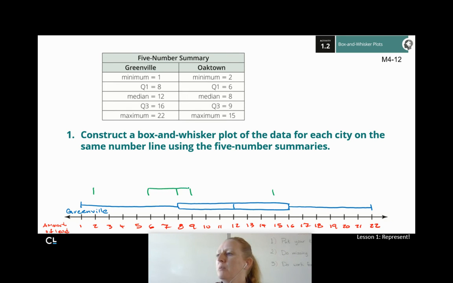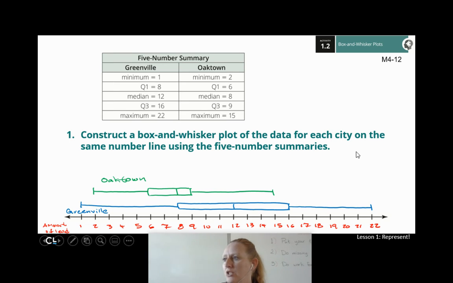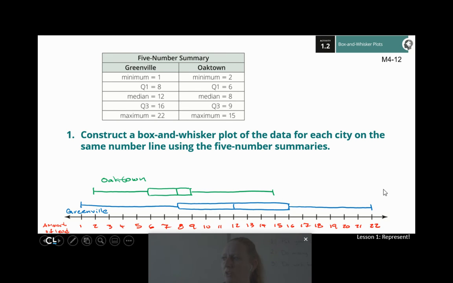The middle 3 become my box, quartile to quartile. My whiskers go out on the ends, boom, boom. Wow, that was a long whisker. And I do need to label it. That is, of course, Oaktown. Awesome. Oh my goodness gracious. Wow. That's a really direct comparison because they're right on top of each other, right? I've got Oaktown up top. I've got Greenville on the bottom.